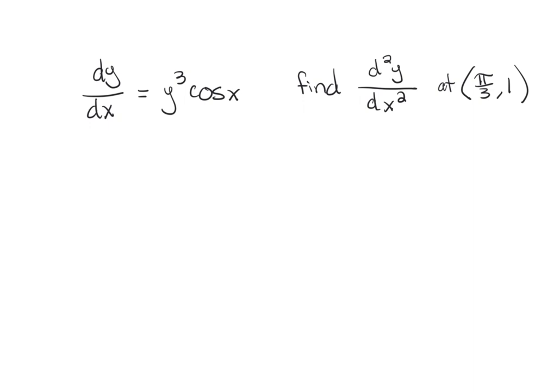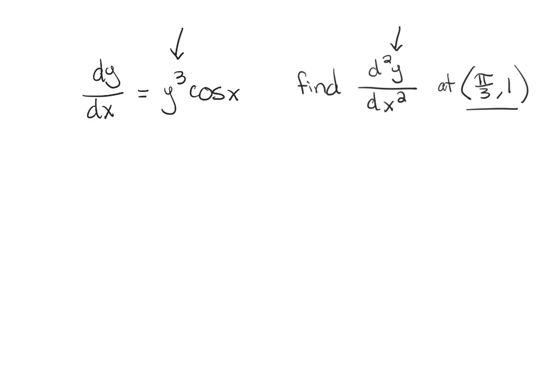Okay, here's our last example. We're given the first derivative is y to the third times cosine x, and we want to find the second derivative. And we're going to evaluate it at this point. So we only have to take one derivative because we are starting with a derivative, and we're taking the second derivative, so we're just taking the derivative of what we have.